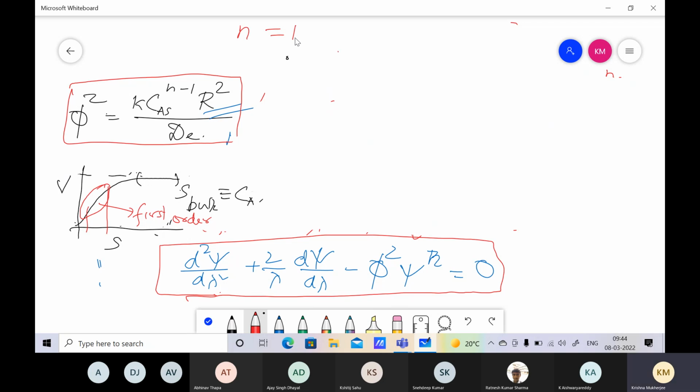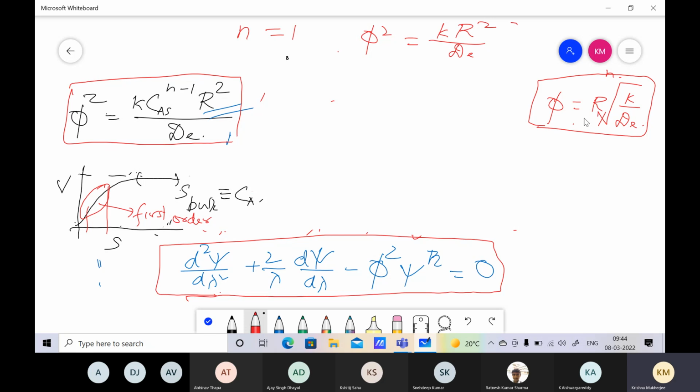And if we take n is equal to 1, then phi square becomes equal to k r square upon D. Or rather simply phi is equal to r root k by D. So phi is equal to this term, for a first order reaction. And this is your differential equation here. Now, do you know how to solve these differential equations? Are you sort of familiar?